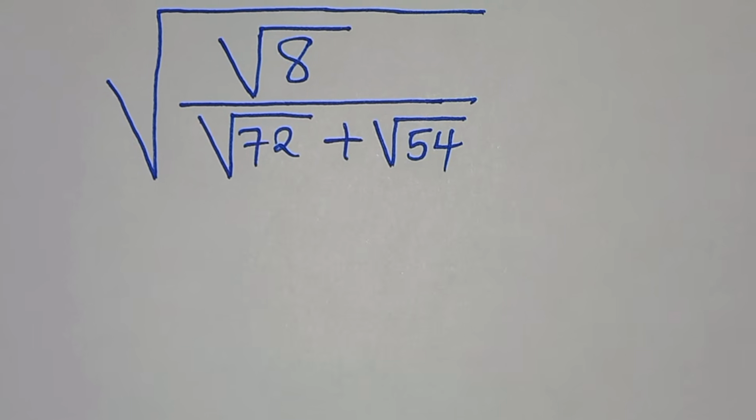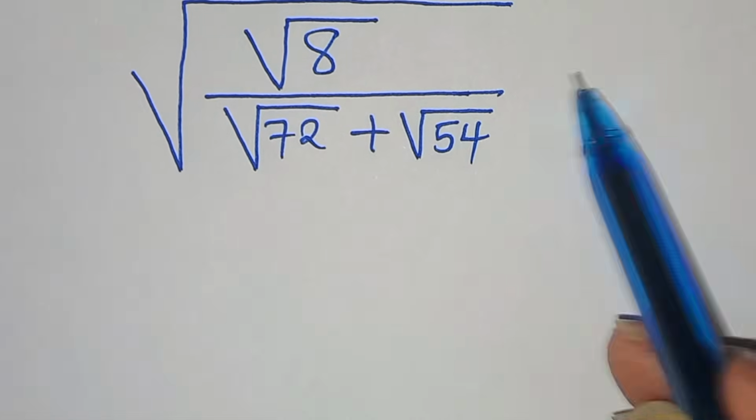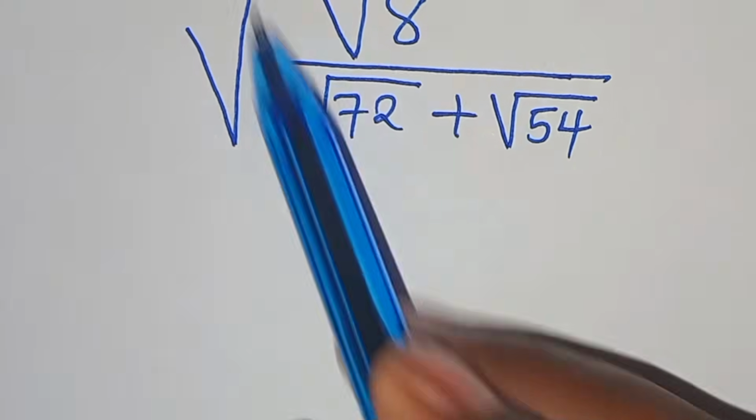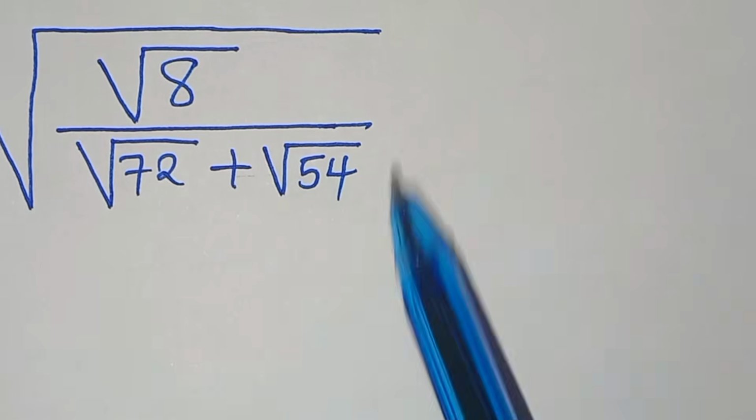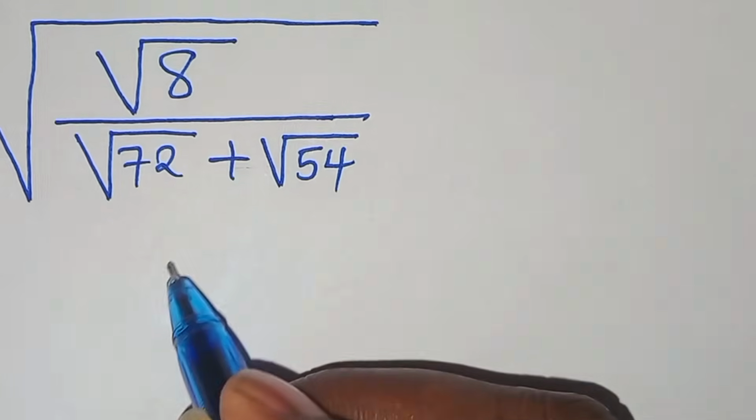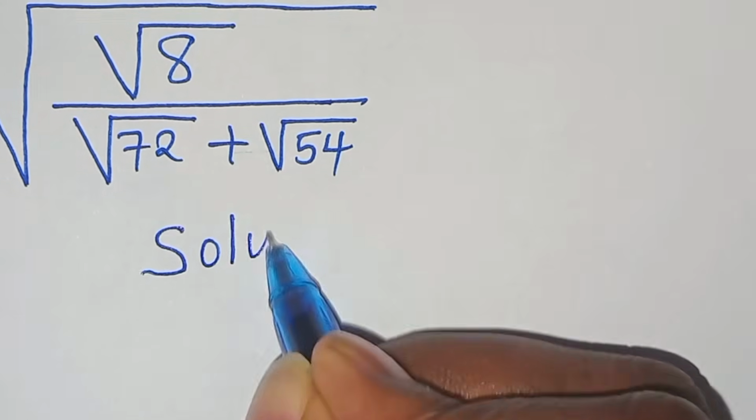Hello everyone, you're welcome to solve this nice square root math problem. We have the square root of 8 divided by square root of 72 plus square root of 54. So let's provide a solution from here.